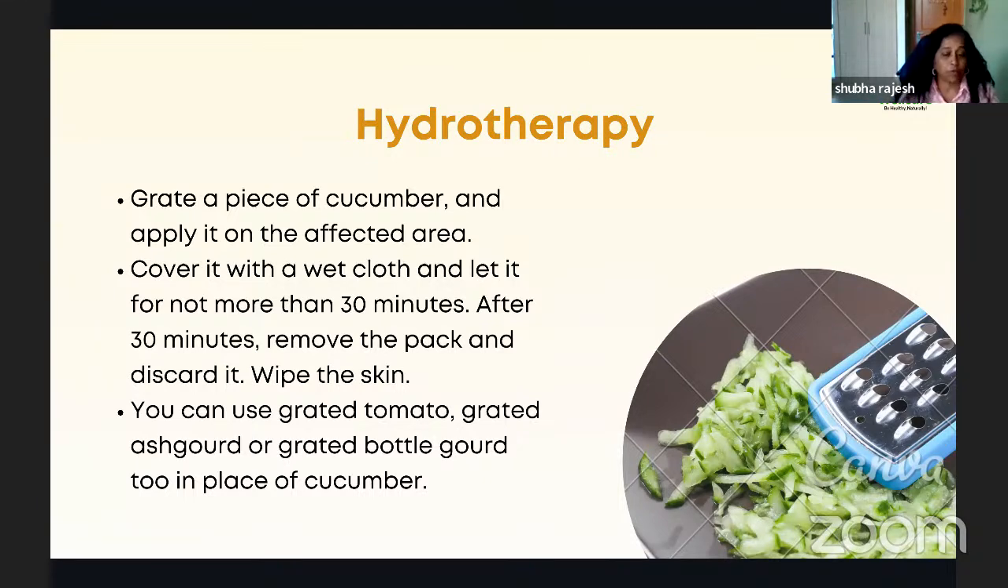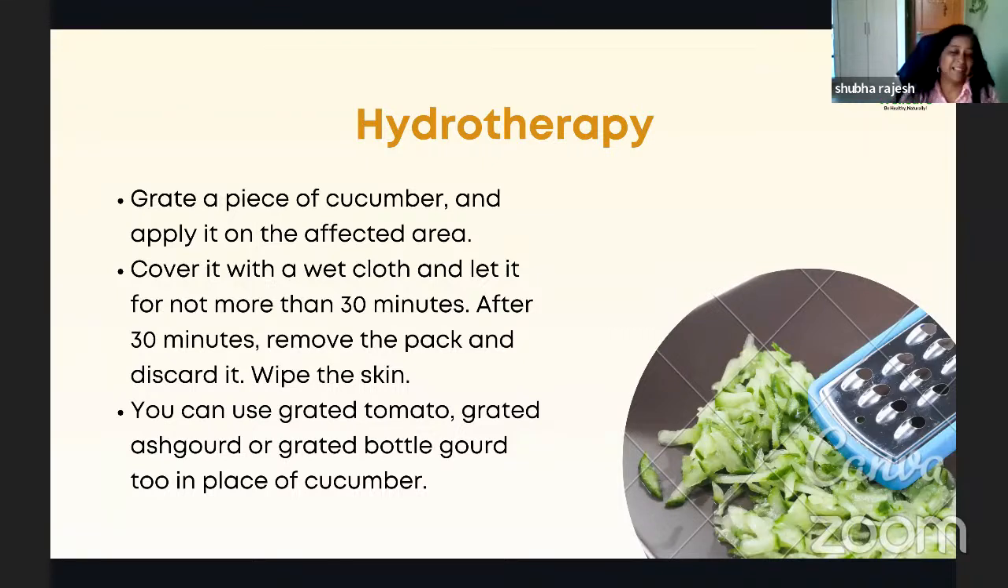If you don't have cucumber, you can use zucchini, you can use grated tomato, ash gourd, bottle gourd, and as I said, neem leaves. These are the vegetables and leaves. You can use Bermuda grass. You can use bale patri, which has three leaves. Bale patri it's called. Nightshade leaves you can use. These kind of leaves you can use for treatment.